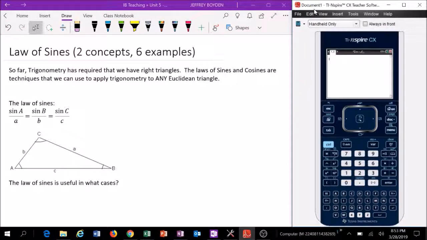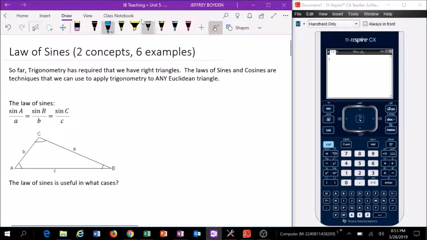We're shifting gears a little bit at this point in the unit. The first half was really theoretical, and the second half is going to be all about how we can use trigonometry to solve triangles. We learned back in geometry that you can use SOHCAHTOA and trigonometry to solve right triangles, but today we're going to see how you extend trigonometry to triangles which are not right triangles, namely any Euclidean triangle, as I'm calling it here.